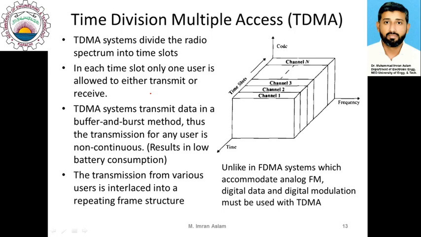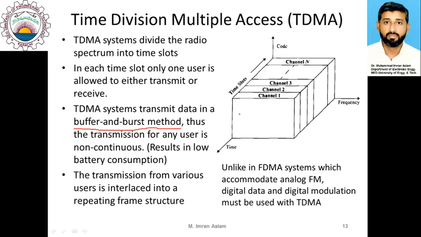Because each user has to transmit in an allocated time slot only, it cannot transmit at other time slots. So at those time slots it has to store the data. The transmission system is generally based on a buffer and burst method. So we generally have a burst transmission at the specific time slot, and for the other time slots the transmitter has to store the data and wait for the appropriate time slot to come for transmission purposes. So the transmission would be allowed in a burst method at the given time slot only.